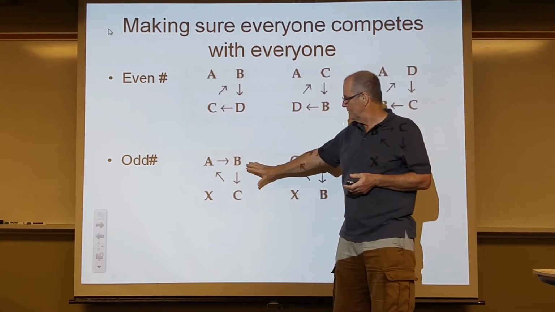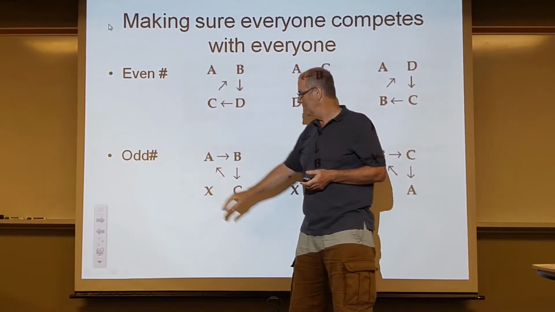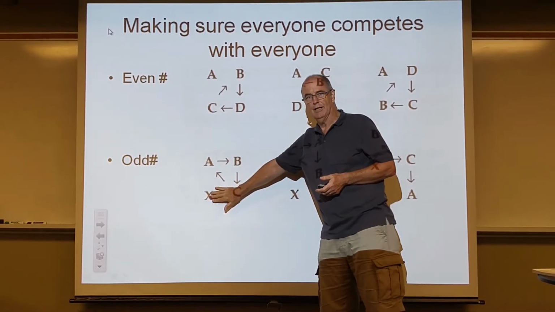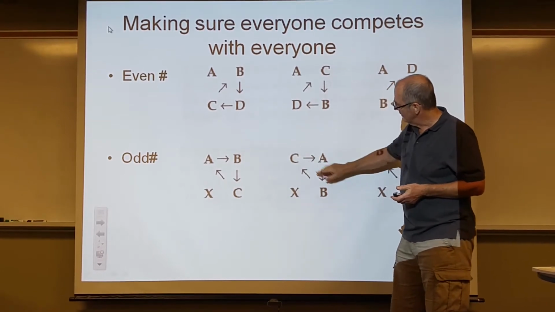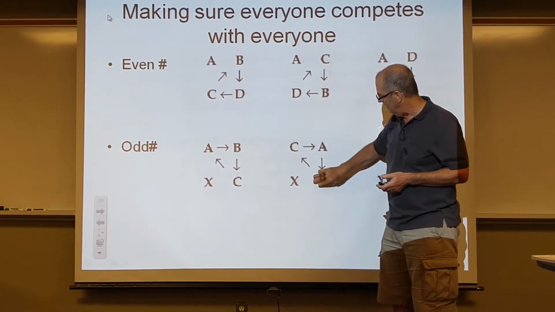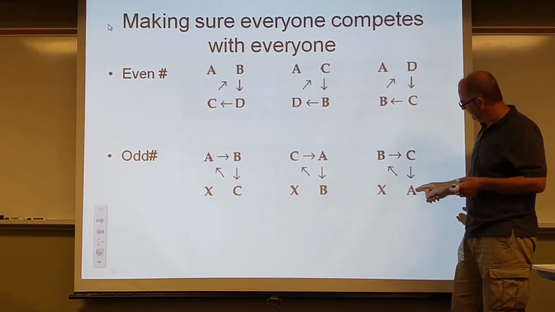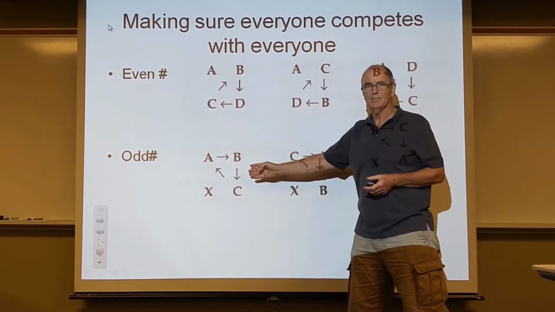If you had an odd number of entries, then the bye stays constant. So A plays B and C has a bye. Now we would keep this constant, we would rotate. C plays A and B has a bye. We rotate, C plays B, and A has a bye. If we rotate it again, we would be back to the beginning.